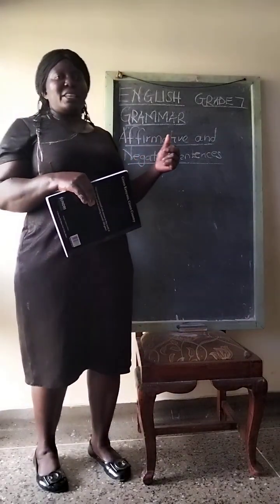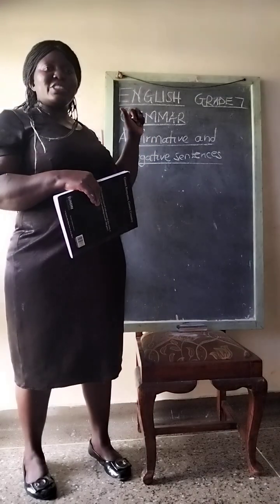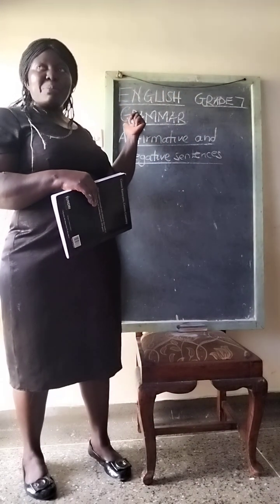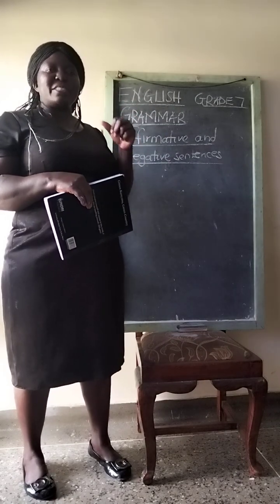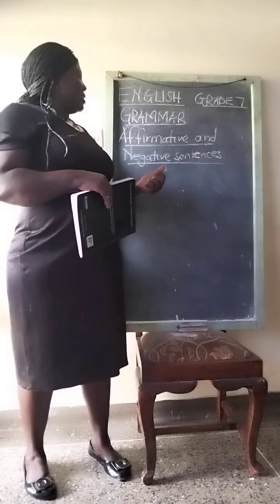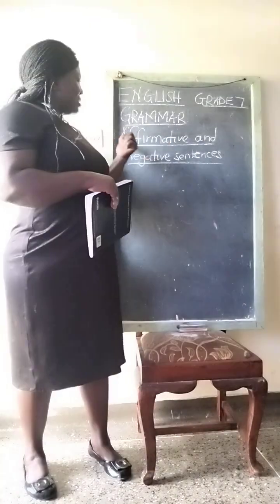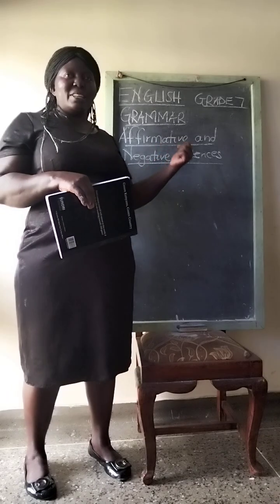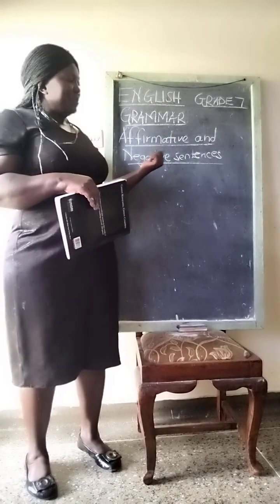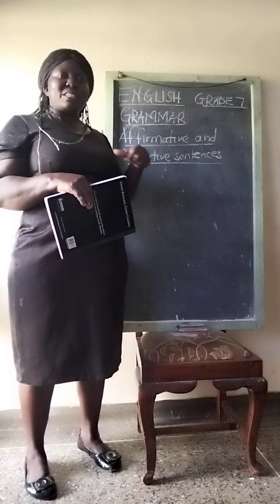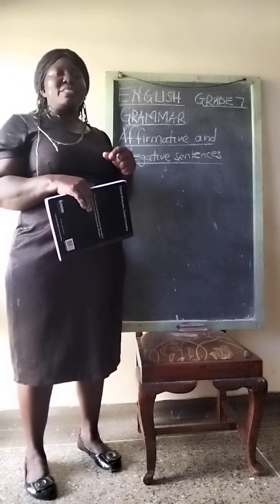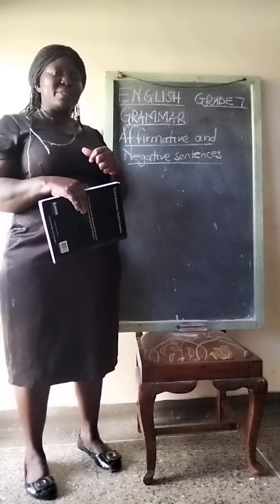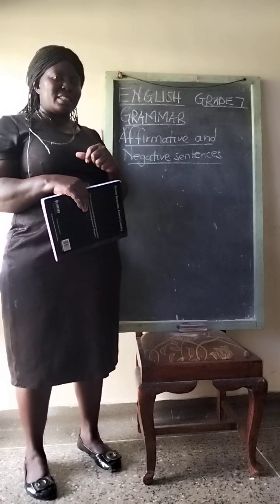We are having a lesson here. It is in English. It is a lesson of grade 7. The strand is grammar. This is the last grammar of grade 7. The strand is grammar and the substrand is affirmative and negative sentences. By the end of this lesson, I expect you to be able to identify an affirmative and a negative sentence in written sentences.